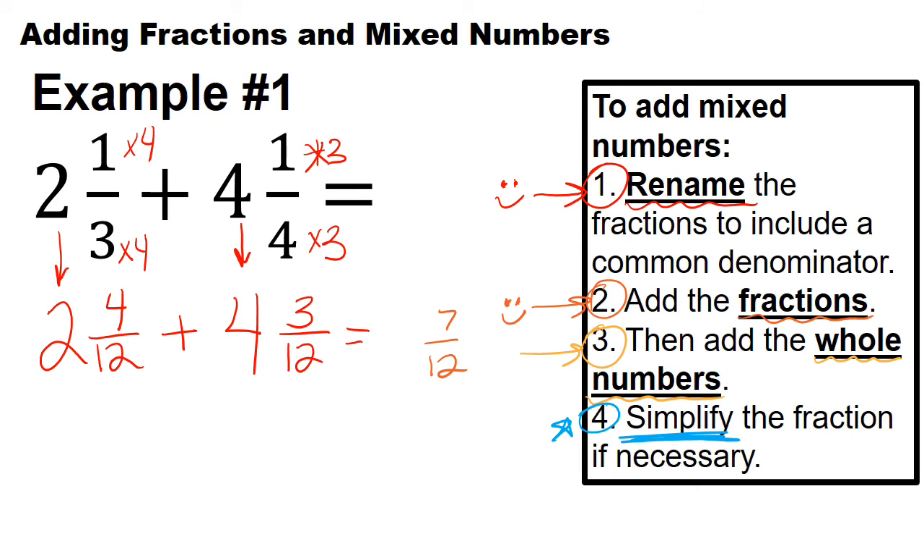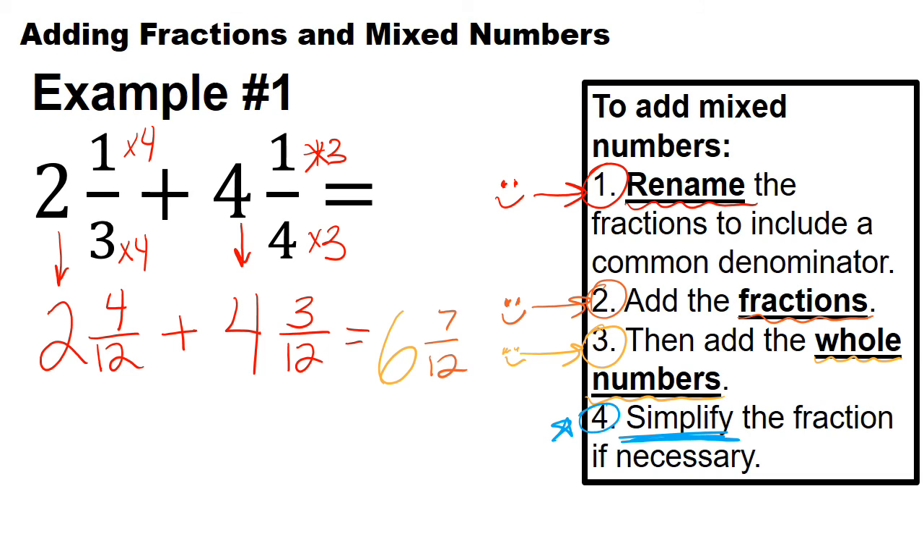Our next step is we're going to add our whole numbers together. So 2 plus 4 gives us 6. Hooray! Give your partner a high five sitting next to you. Unless you're watching at home, give yourself a high five.